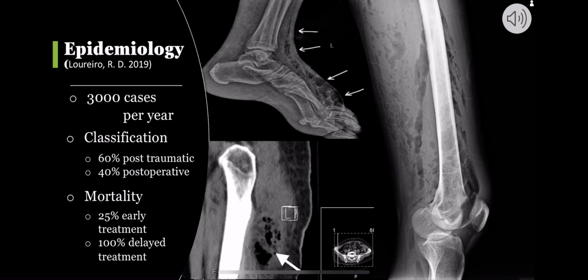There are about 3,000 cases per year reported in the United States. Gas gangrene can be classified into two categories, post-traumatic and post-operative. 60% of the cases are from an infected trauma, and the remaining 40% are caused by a surgical complication.